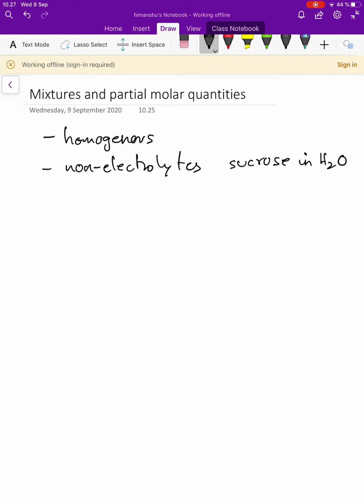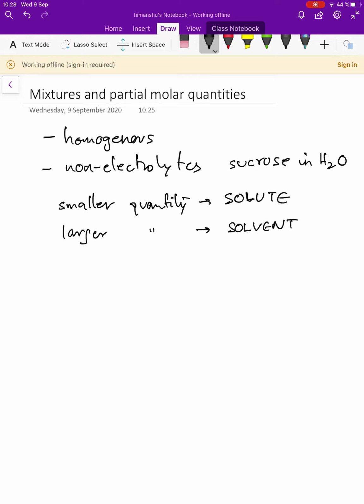During our treatment of mixtures, the component which is smaller in quantity will be called the solute, while the component which has a higher fraction will be called the solvent. These mixtures can also be liquid mixtures and not just solid liquid mixtures. And finally, we will mostly be talking about binary mixtures for the sake of simplicity.